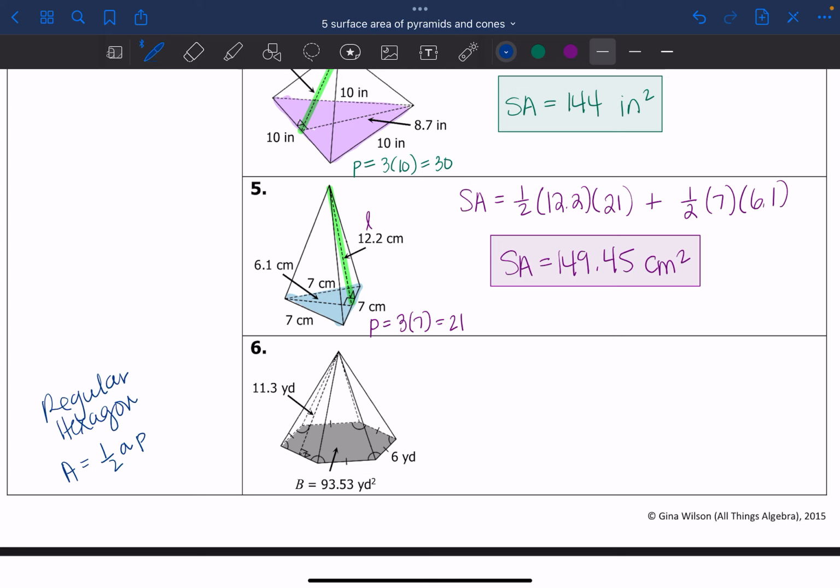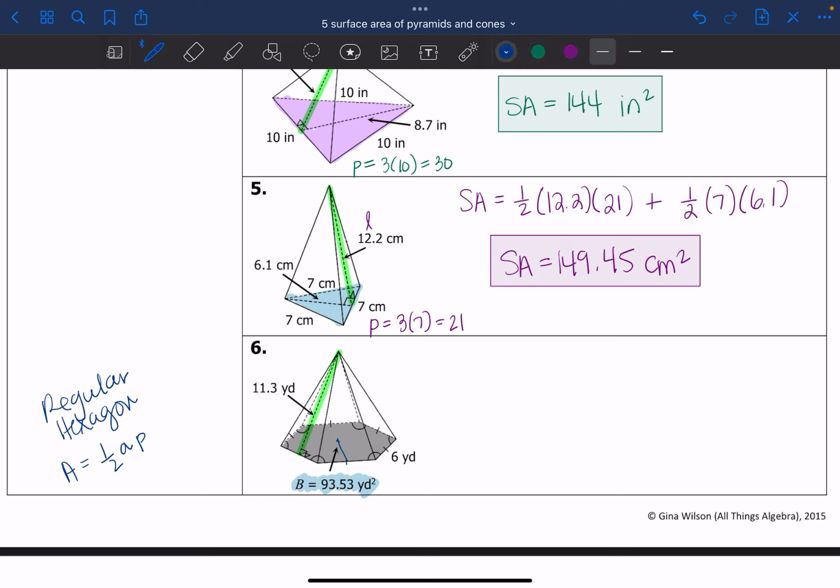Now, I know that one of the sides is 6, so finding perimeter would be pretty easy. But you also need apothem. Apothem would go perpendicular to one of the sides, and that's not labeled. So instead, what they did is they already shaded it in, and they already told us that the base has that area, 93.53. So we don't really have to worry about that part. We just have to worry about the surface area formula.